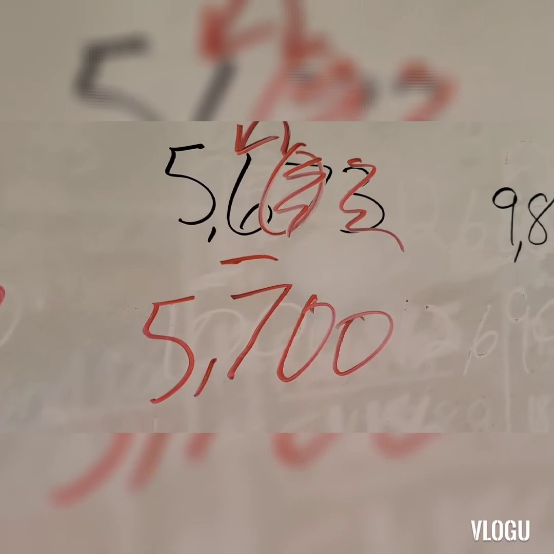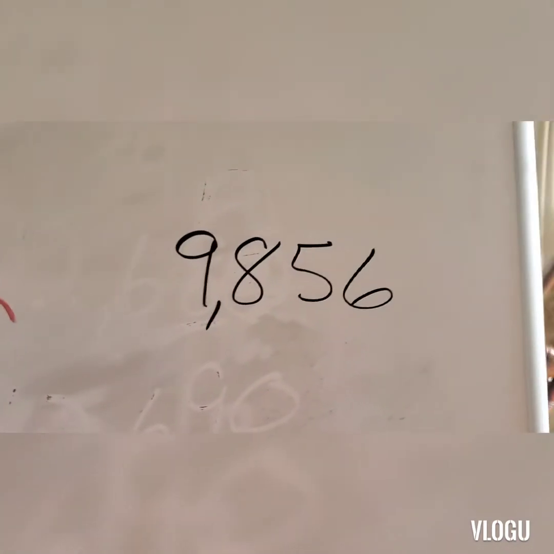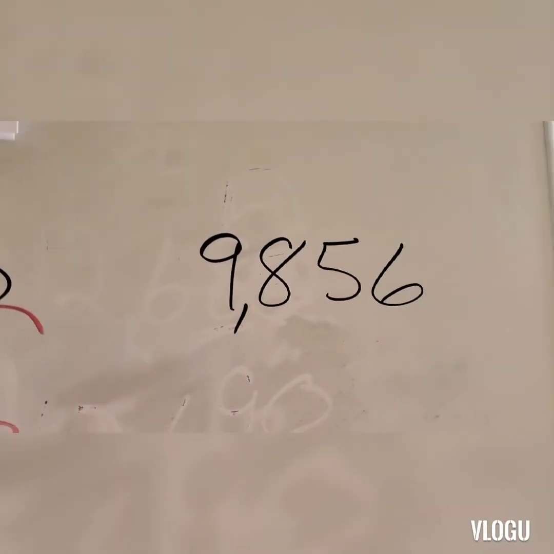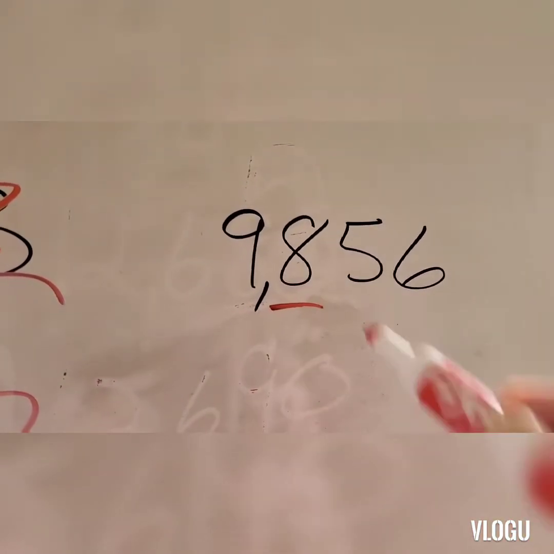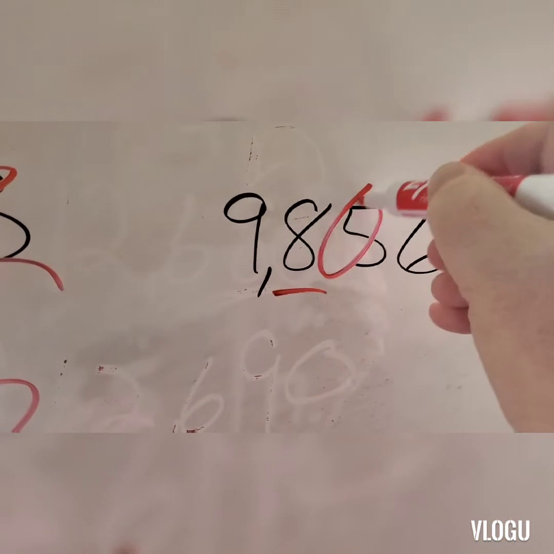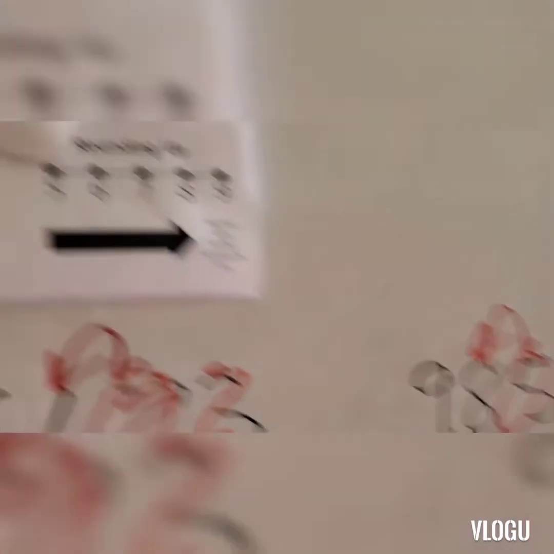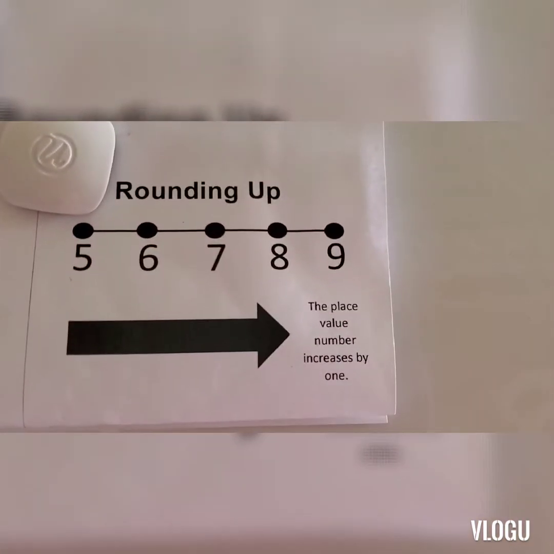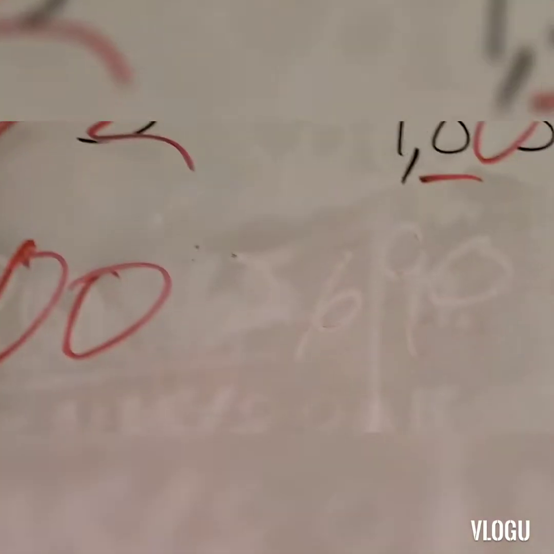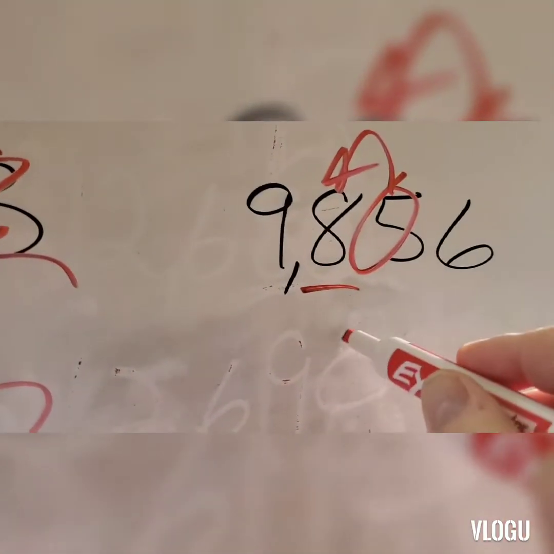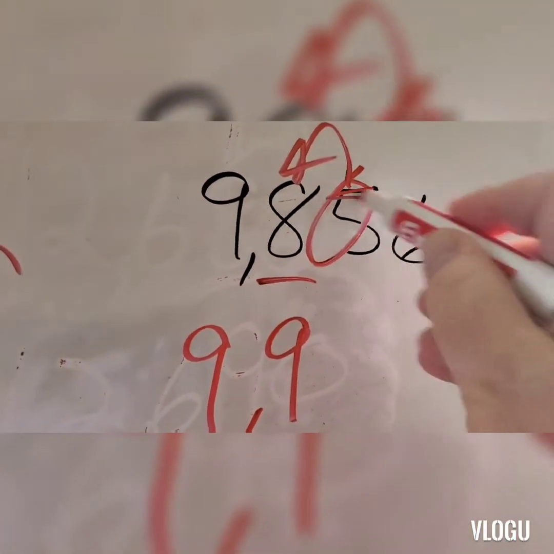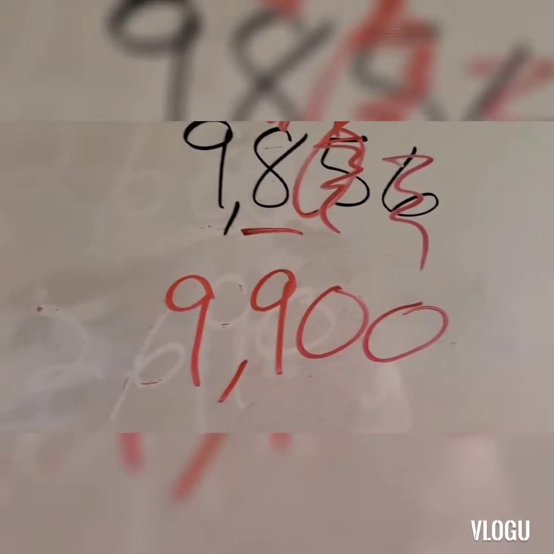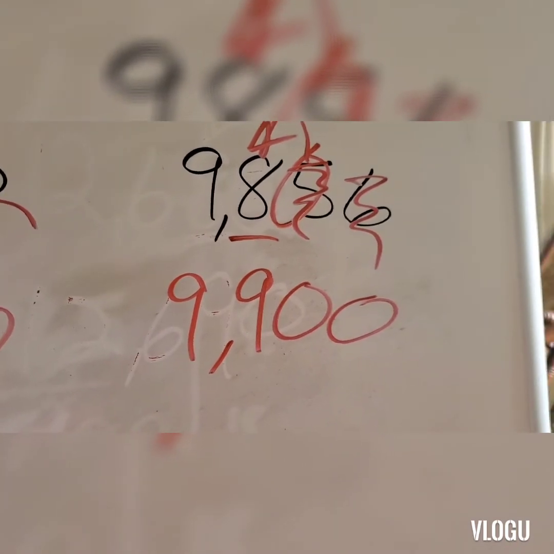Number 9. Which number is in the hundreds place value? The 8. 5 tells the 8 what to do. Consult the chart. 5 is on the round up side. Tells the 8 to increase by 1. So the 8 becomes 9. Everything else remains the same. The answer is 9,900.